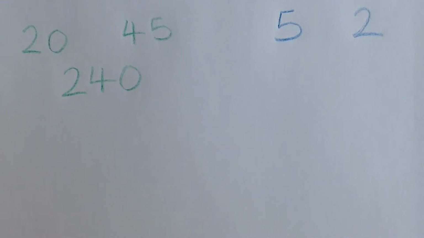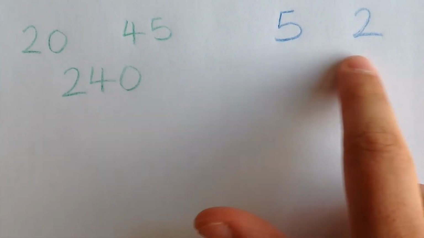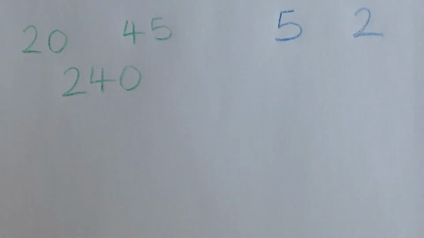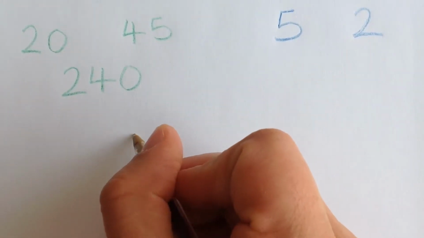This YouTube video is going to be looking at the division problems I set you. I gave you some green numbers and some blue numbers. I've done a selection on my page here to show you. And I asked you to take one of the green numbers and divide it by one of the blue numbers. So I'm going to start a problem. I'm going to pick 20 divided by 5.